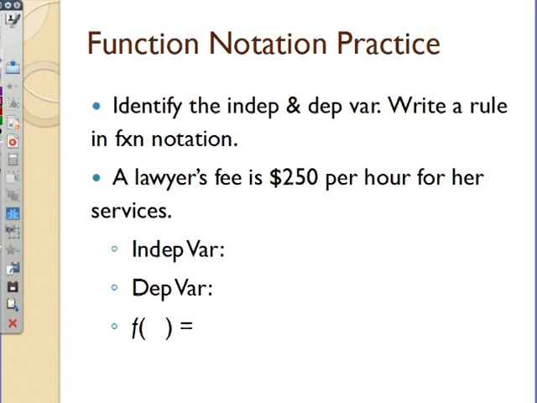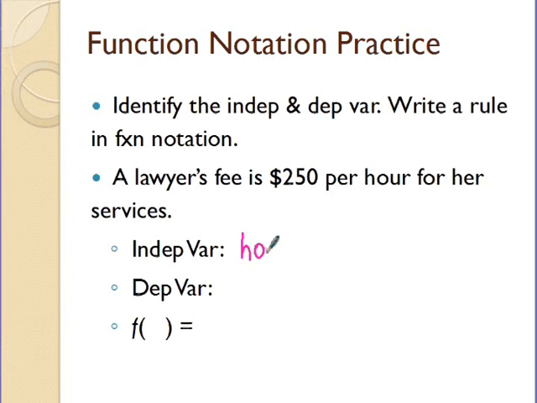So what are we going to plug in to calculate how much it costs? Well, we're going to plug in the hours. That's the independent variable. That's the one, right, where we're choosing what we plug in. We can plug in what if she works 2 hours or 10 hours. The dependent variable is the total cost, right? Not the fee per hour, but the total cost.